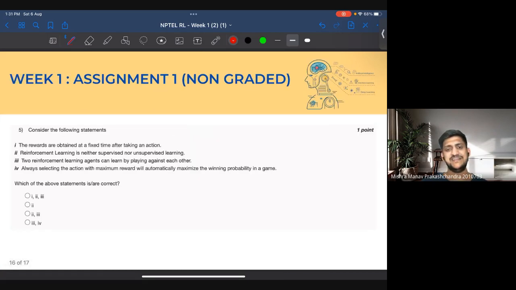Okay, last question, and then we wrap up. Again, it's a bunch of statements. I have to figure out which of them is correct and which of them is incorrect. So the rewards are obtained at a fixed time after taking an action. This is incorrect. Not always. If you're doing a bandit problem, yes, you get the rewards at a fixed time. If you're playing a game of chess, you get it after the end of the episode. If you're playing tic-tac-toe or something else, there's some sort of a delay. So it's not always a fixed time. So option 1 is incorrect. So that eliminates.